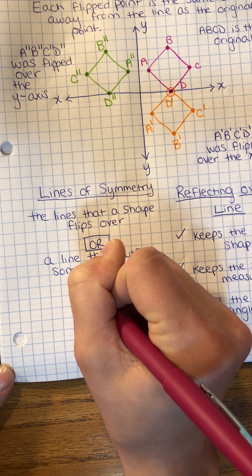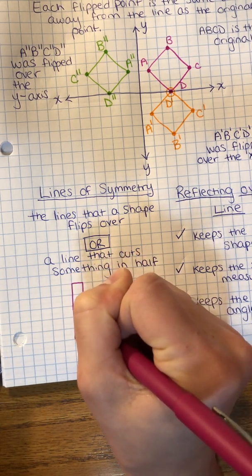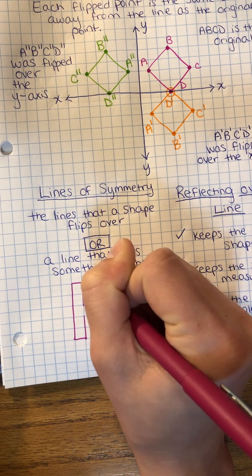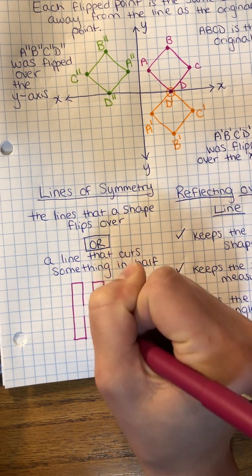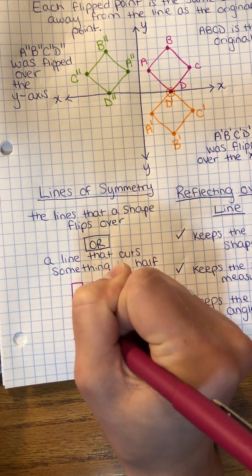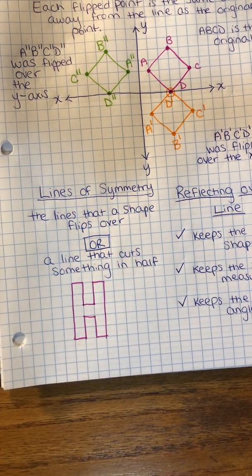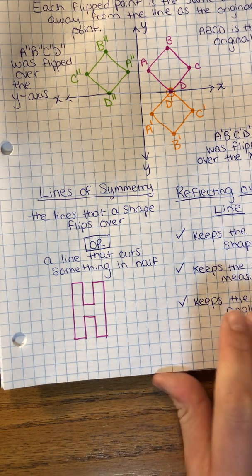All right. So to do this example, we're going to draw a block letter H. And I didn't pick this letter because it's the first letter in my name. It's also the last letter in my name. I picked H because it works really well for the example and it shows lines of symmetry.